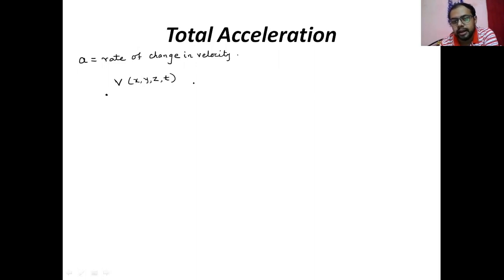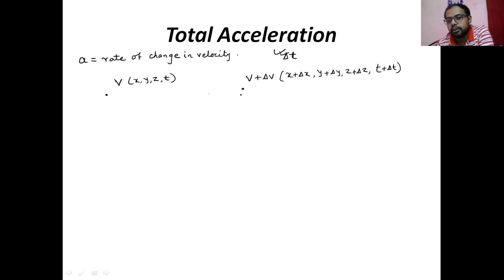After delta t time, the velocity becomes v plus delta v. Some change has come in the velocity, and the position also changes: x plus delta x, y plus delta y, z plus delta z, and time also changes. That means some displacement is occurring in time delta t, and the particle is coming from one location to another location.